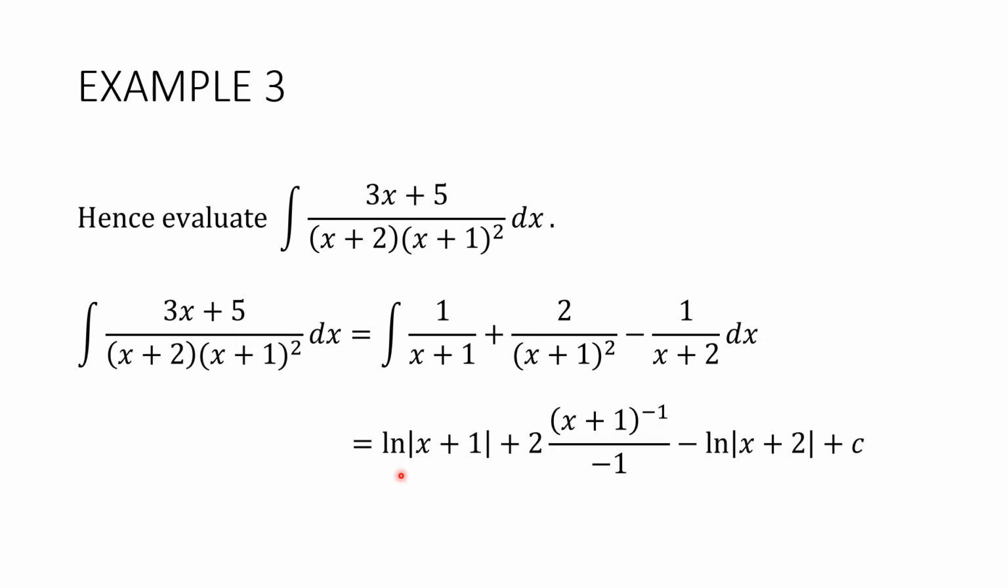So we've got ln of x plus 1, and then remember this is 2, and then in brackets x plus 1 to the power of negative 2, so raise that power to negative 1, divide by the new power, divide also by the derivative of the inner function, which is 1, and then this one is take away ln x plus 2 plus c. All I can do here is join these two together with that minus, so I end up with ln of x plus 1 on x plus 2, take away, and I've just tidied this up, 2 over x plus 1 plus c.